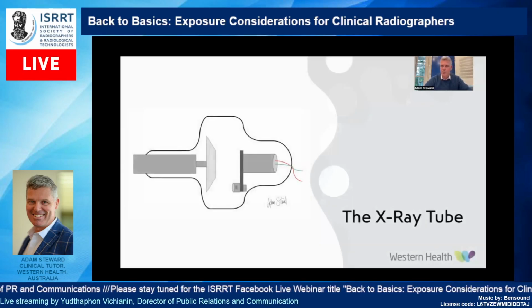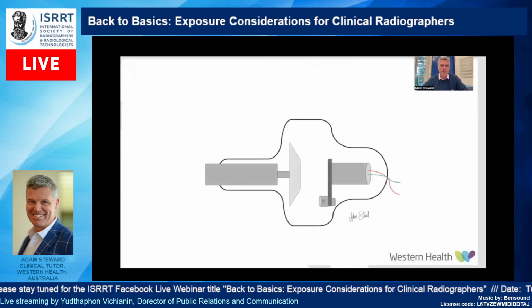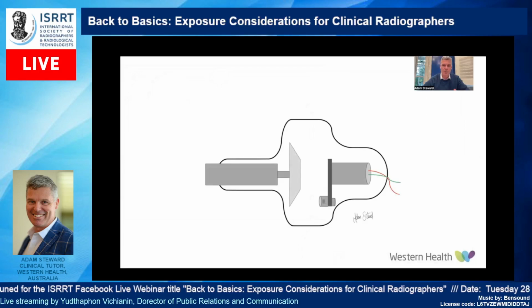Now, I'm going to start with the X-ray tube, and I'm hoping I can get away with doing this because I do like going right back to the start. I think it's misunderstood and it's underappreciated, and when we do understand it, it makes things a lot easier, particularly for kVp and mAs, which tend to be our main focus of exposure selection.